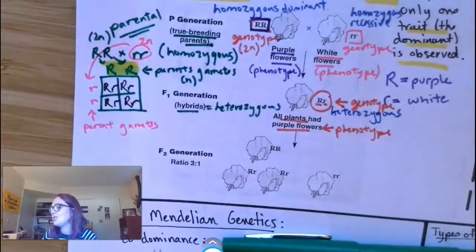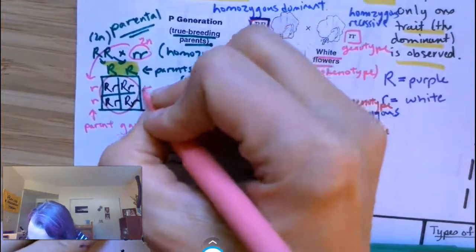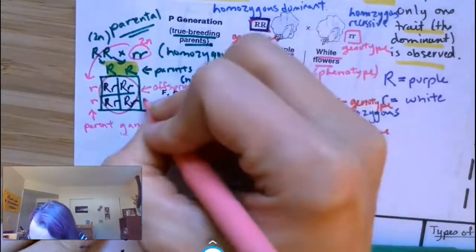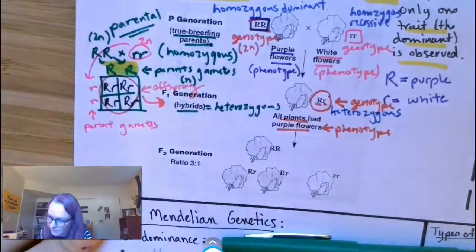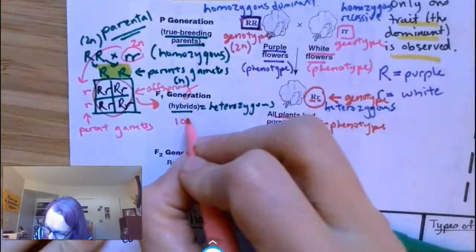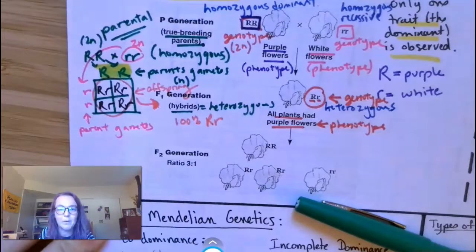The genotypes that have reformed inside the square are the probability of the different offspring, in this case the F1 generation. In this example, if one parent is big R and one parent is little r, there's a 100% chance that all of the F1s will be big R and will be purple.